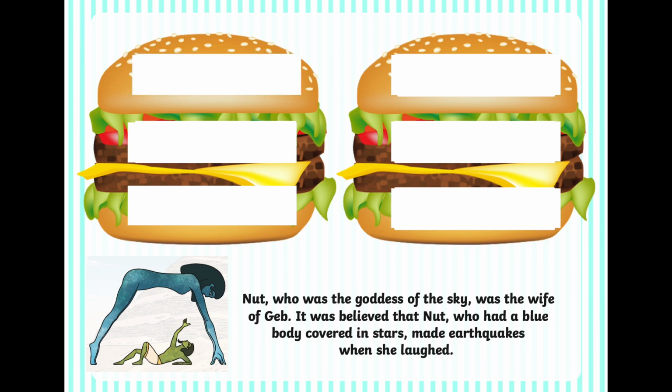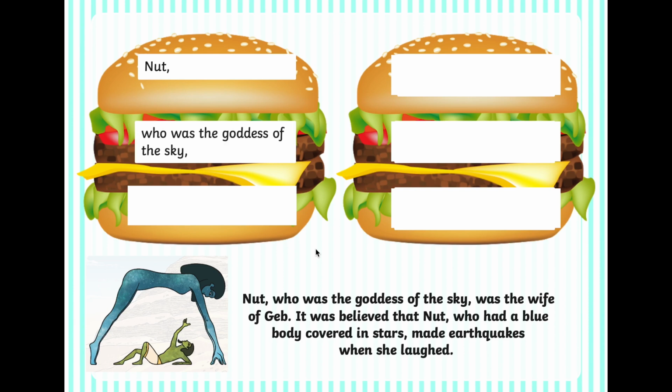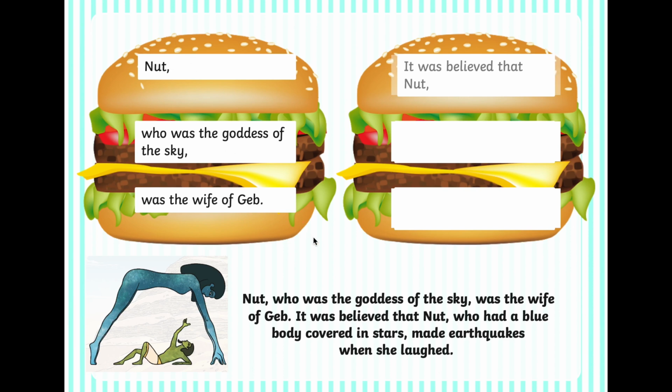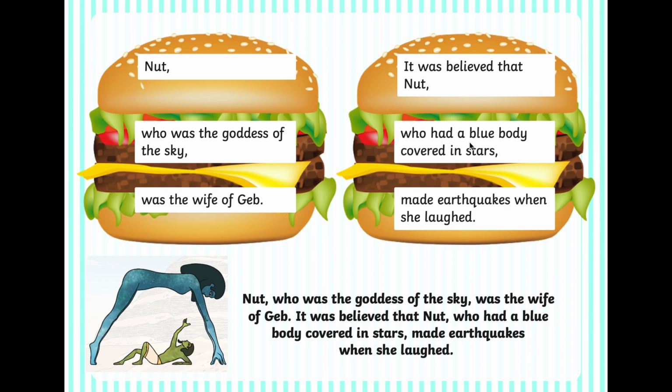Okay, let's have a little check together of these relative clause sentences. For our first sentence, the main clause begins with Nut, followed by a comma, and then the relative clause. Who was the goddess of the sky, comma, was the wife of Geb, full stop. Who is the relative clause which is adding extra information to describe the noun Nut. It was believed that Nut, who had a blue body covered in stars, made earthquakes when she laughed. Again, the relative pronoun who is being used to give extra information to describe what Nut looks like. She had a blue body covered in stars.